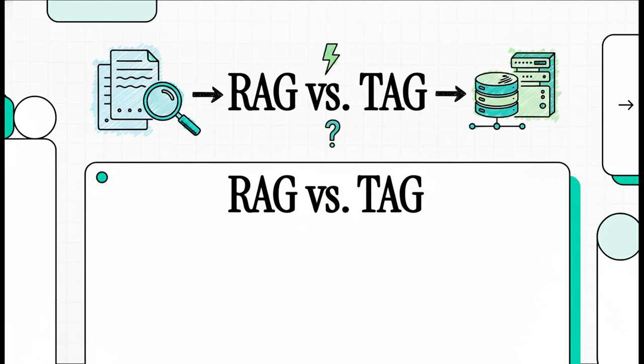All right, let's talk about it. RAG versus TAG. You've probably seen these acronyms flying around, but what's the real difference? One's a master of documents, the other's a wizard with databases. And listen, if you get this wrong, your AI project could be dead in the water. So today, we're going to clear up all that confusion for good.